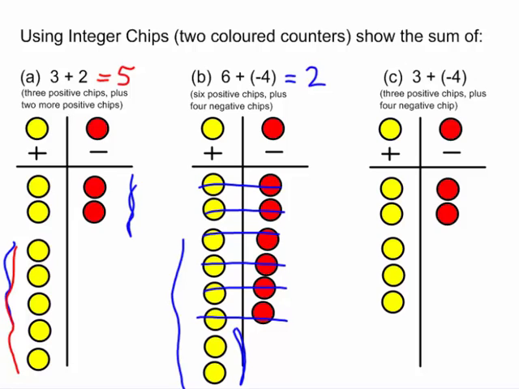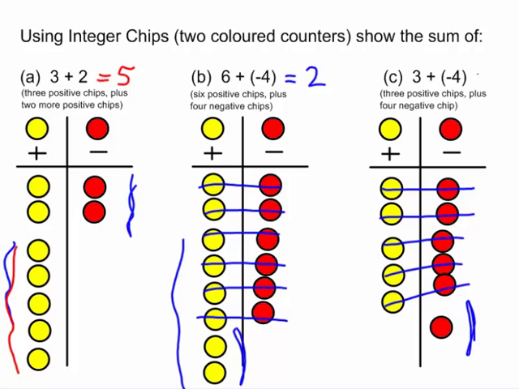For part C, I have 3 plus negative 4, so I'm going to take 3 positive chips plus 4 negative chips. Let's drag 4 negative chips down here. There's 1, 2, 3, and finally 4. If I check what I have to 0 off, these all cancel, cancel, cancel. So I am left with 1 unbalanced negative chip. The answer here is negative 1.